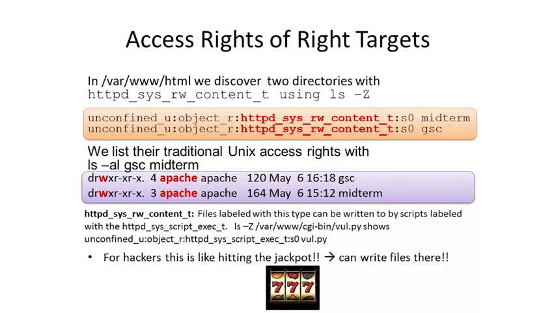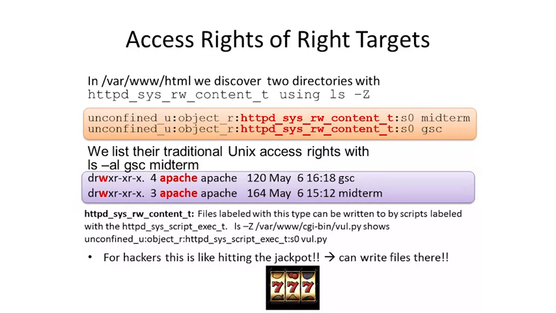The string before the directory has 4 tuples in it, and they are called the secure context of the directory or file. It has 4 tuples: user, role, type, and label. We pay special attention to the third tuple, type. According to the Secure Linux document, any file labeled with the httpd_sys_rw_content_t type can be written by a script labeled with the httpd_sys_script_exec_t type.